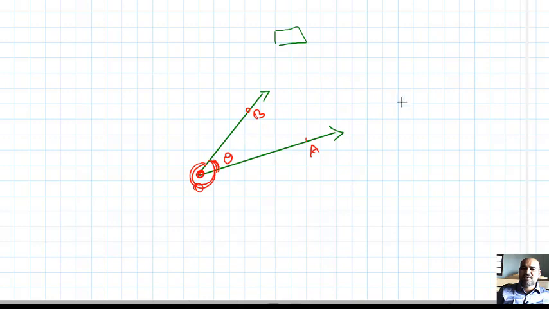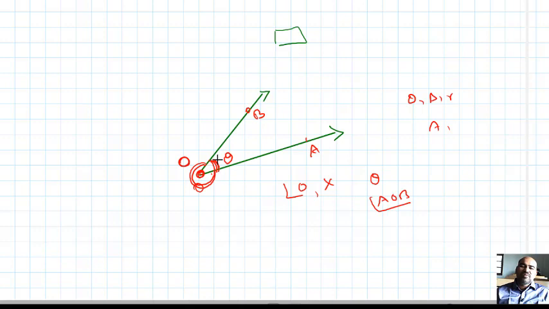Generally angles are denoted by Greek alphabets, theta, beta, gamma, like that, or small a, small b. For example, this is taken as O. We can say that this is angle O. But angle O is not correct, because angle O could also mean this other angle. That's why we need to write theta or angle AOB. That is better. So angle means the space between two different rays having the same initial point.